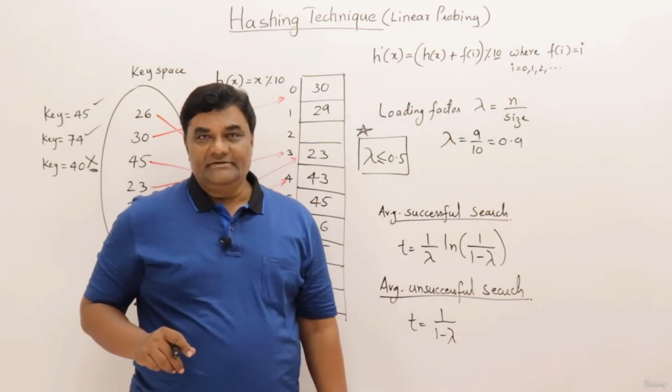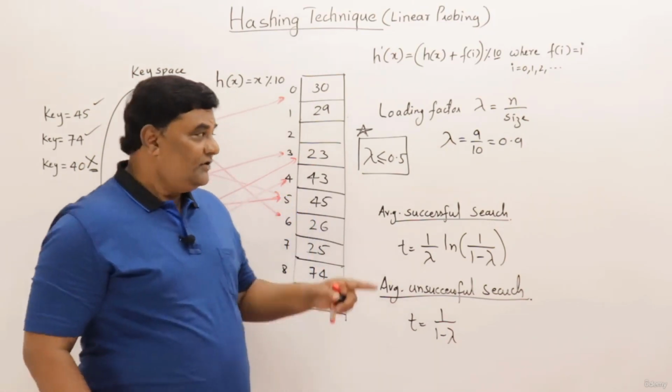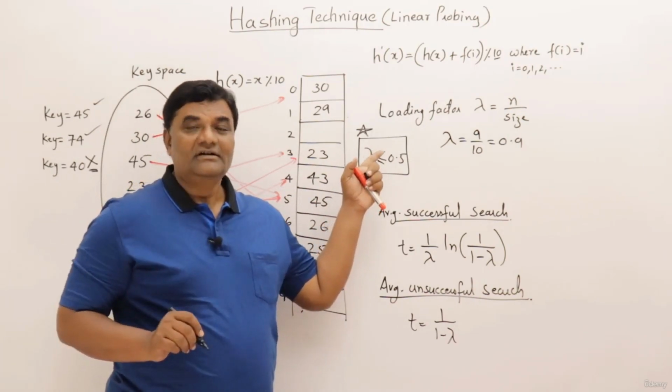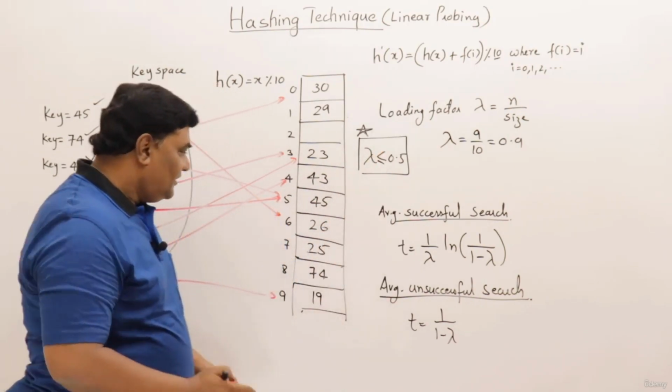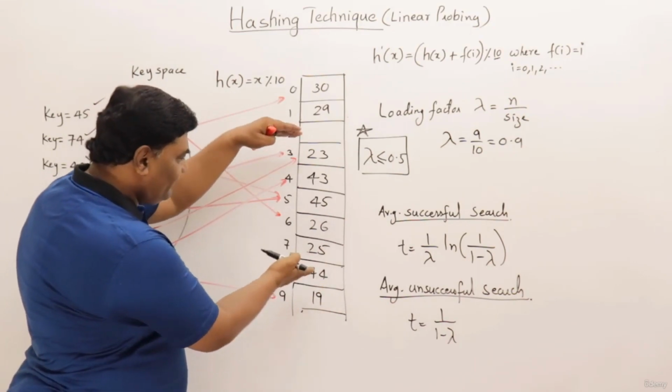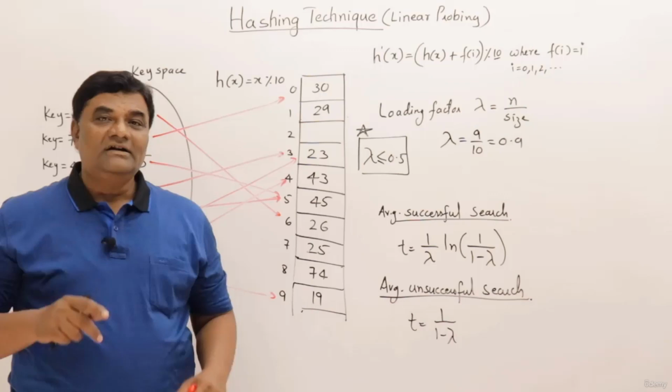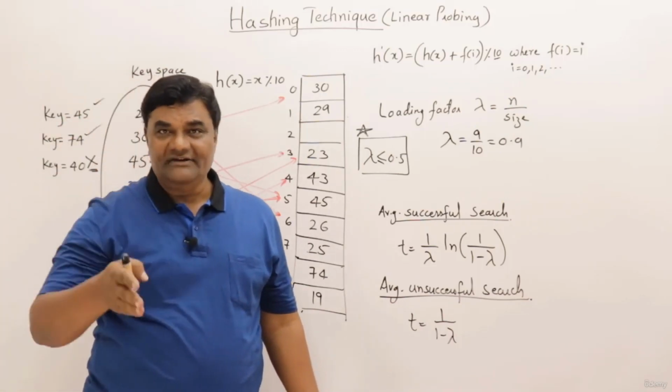Now, drawbacks of linear probing. First of all, you have to keep half of the hash table vacant, so space is wasted. Second thing, a lot of keys may accumulate at one place and form a cluster. They all form a single group, and that is a cluster. Continuous keys.